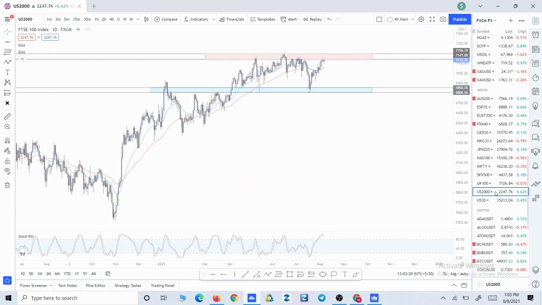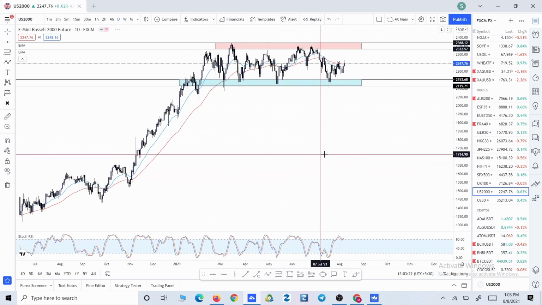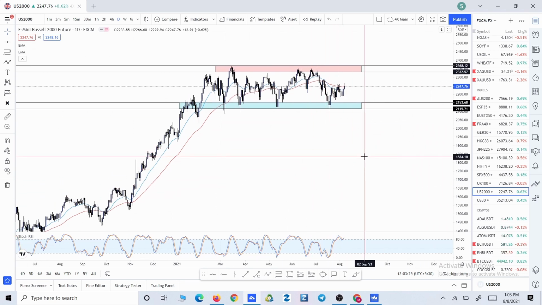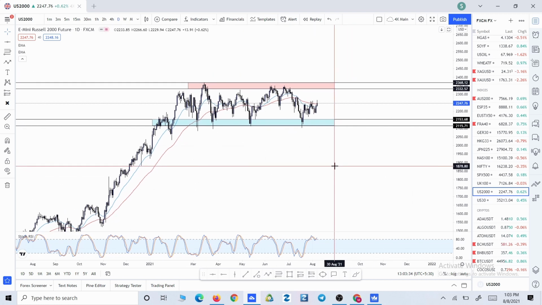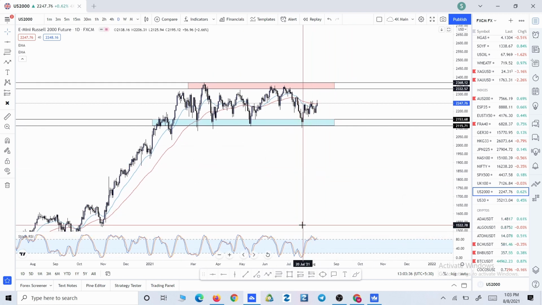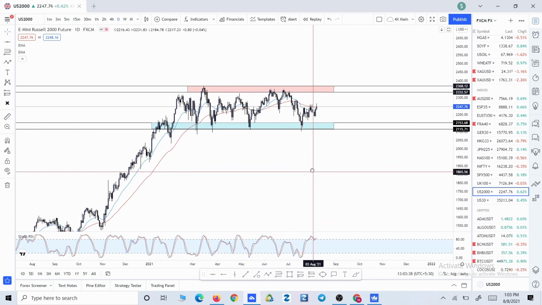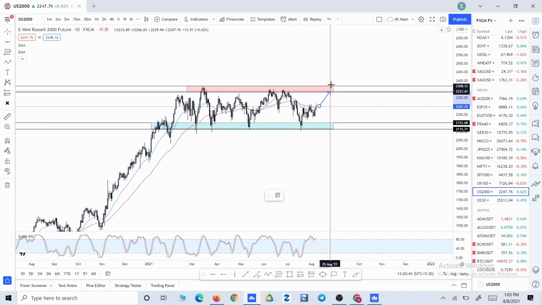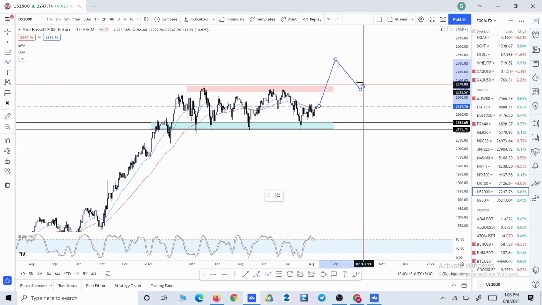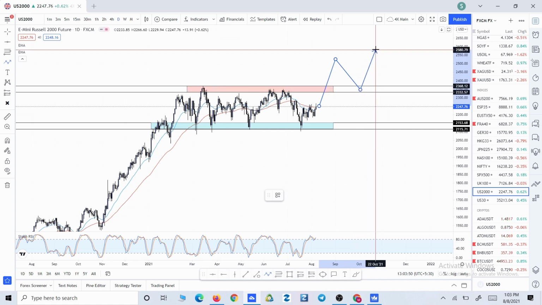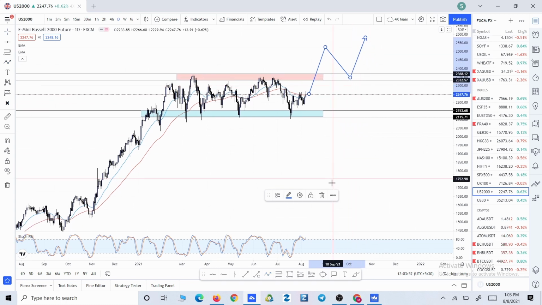Now, next we are going to talk about the US 2000. US 2000, as we can see, the price is moving in a range, and right now I don't see any trading opportunity because I'm a trend trader and like to take trades based on the trend. So I will wait for the price to break in the upward direction and then give us a retracement back into the zone, and then any kind of indications to go long. So that's going to be the one opportunity.